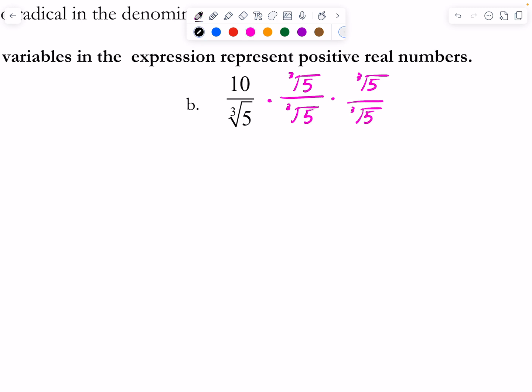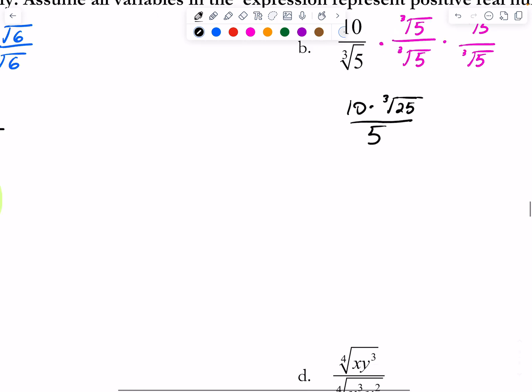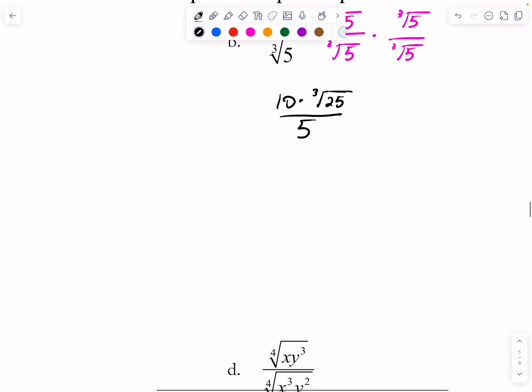But now that you have 3 of them, the cube root of 125 is just 5. And then this is going to be 10 times the cube root of 25. All right, so that's simplified there. Actually, it's not. You can reduce and get 2 times the cube root of 25. There we go. Now it's simplified.